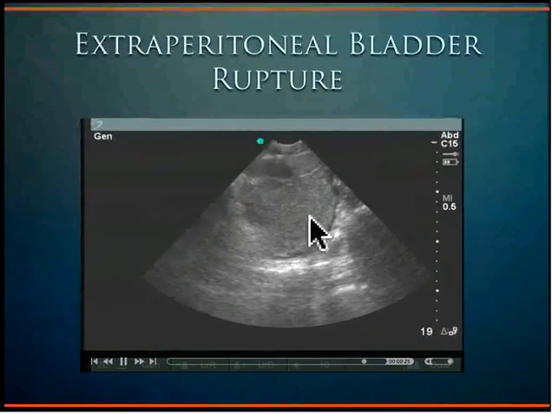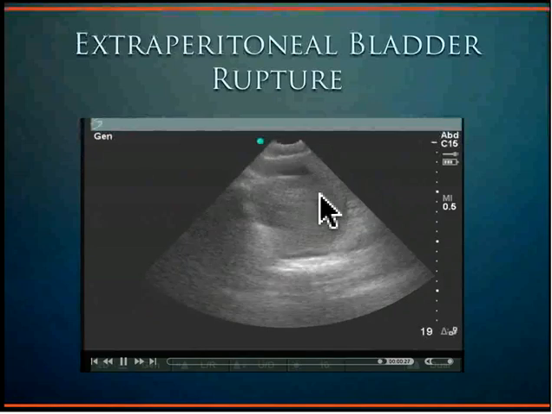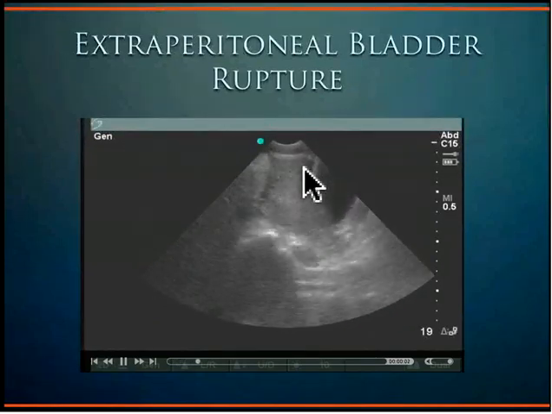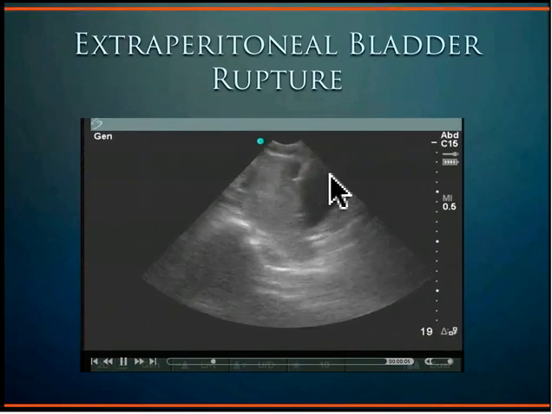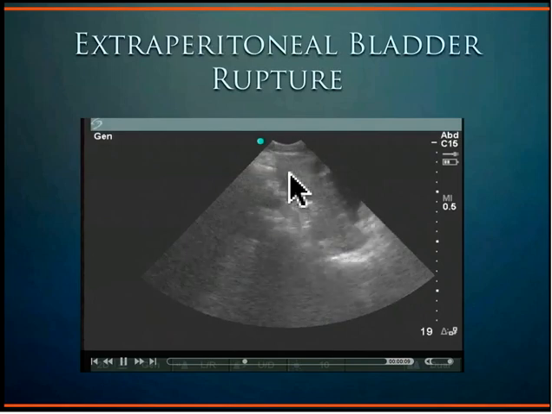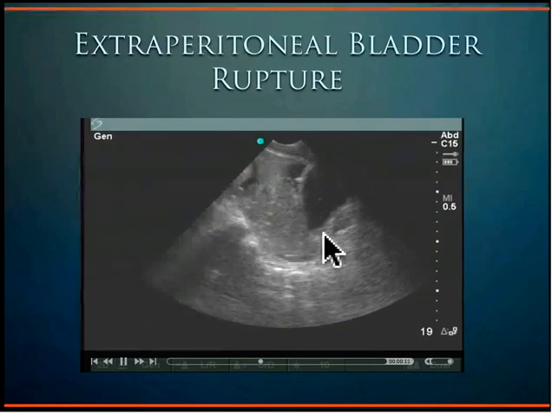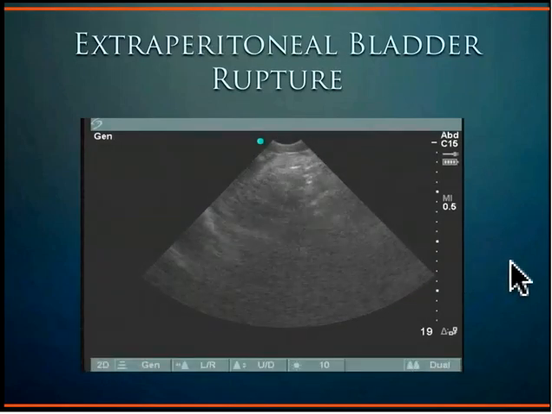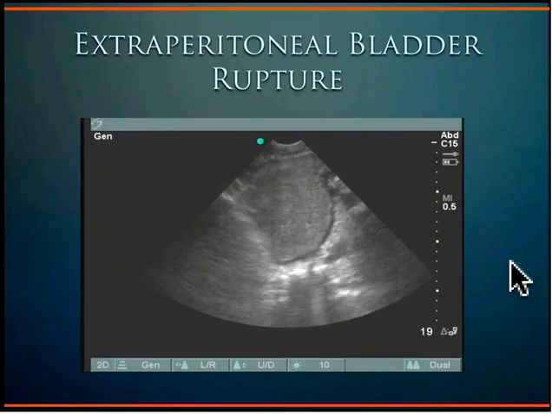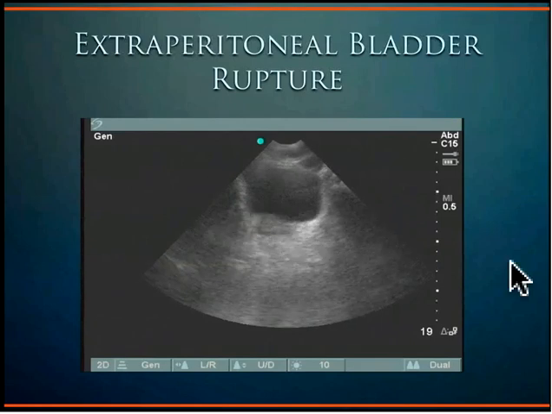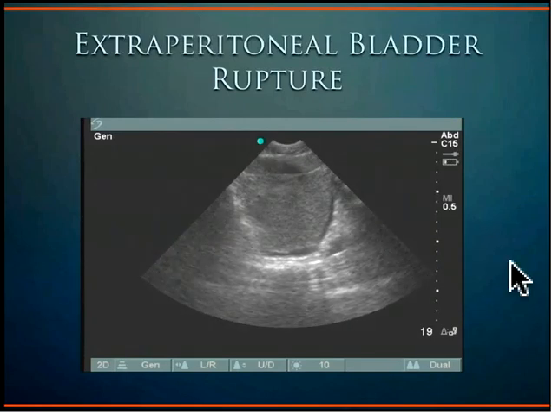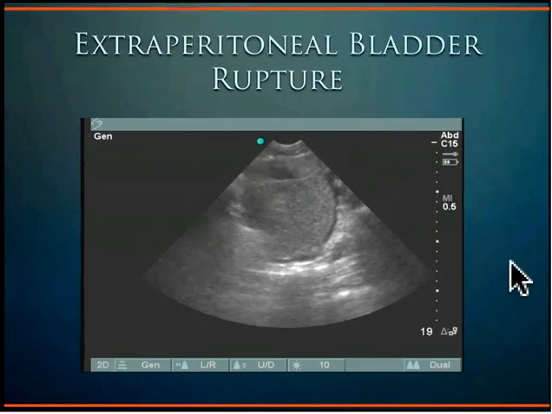This represents a pelvic hematoma, and there's a little bit of urine seen just adjacent between it and the bladder. So here's the bladder, here's that urine collection, and here's that isoechoic blood. This patient had an extraperitoneal bladder rupture, and what happened is the broken ends of his pelvic bone tore the anterior wall of his bladder close to its neck, and he's therefore unable to void.